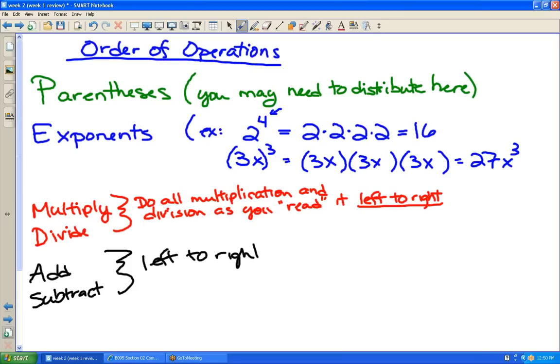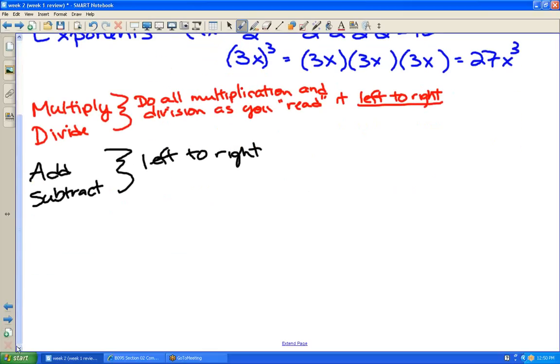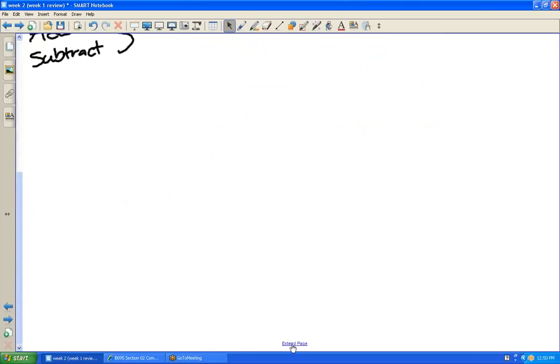Okay, that's still left to right, but it's not as critical, especially if you think of sign terms and keep the negatives with whatever's following. Okay, so let's look at an example and make it kind of ugly, because it's no fun if we don't do something ugly.